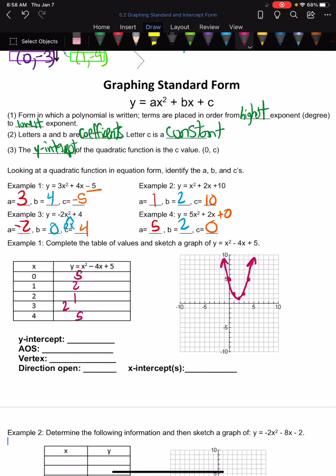So let's look at our y-intercept. This is where x equals 0. So in this case, our y-intercept is at 0, 5.